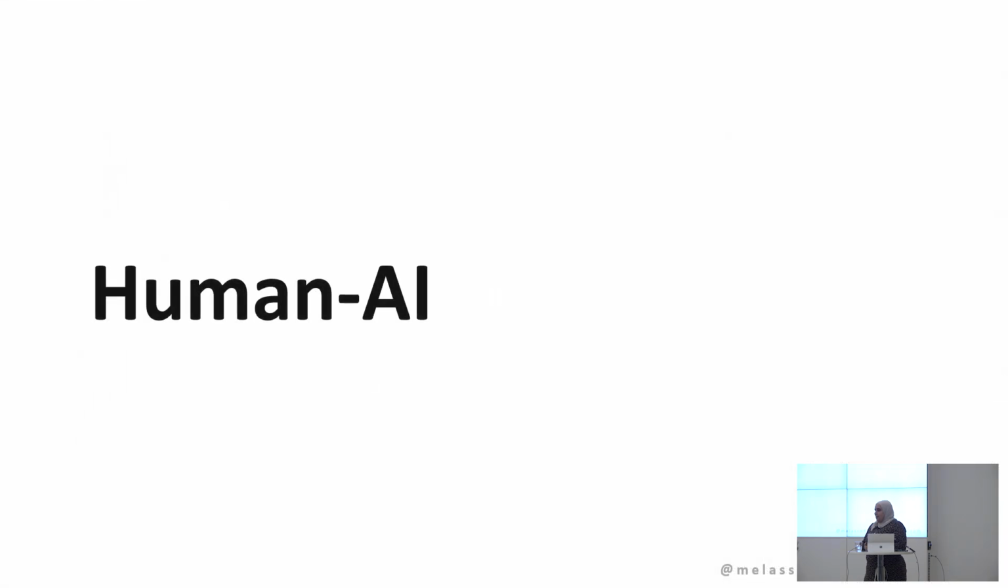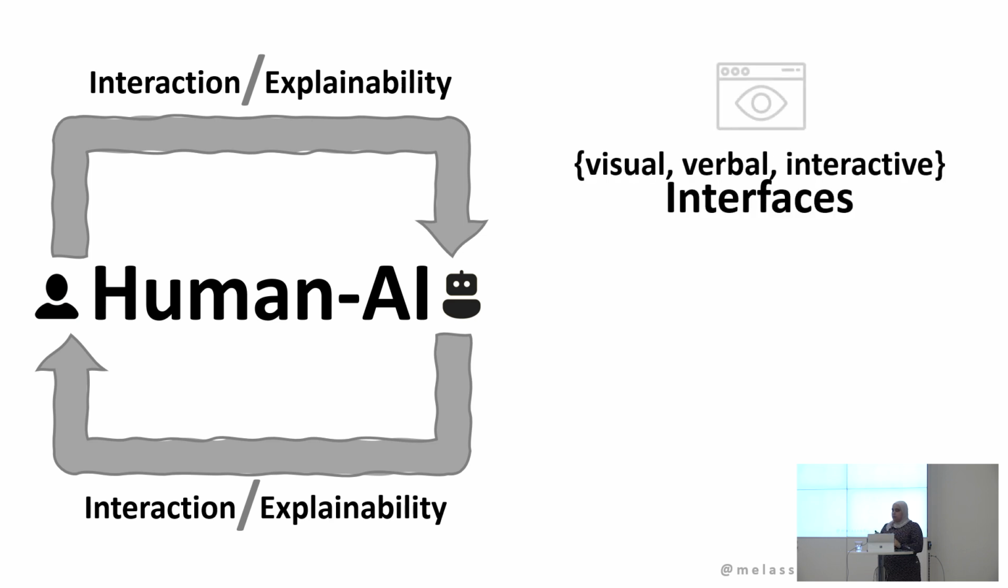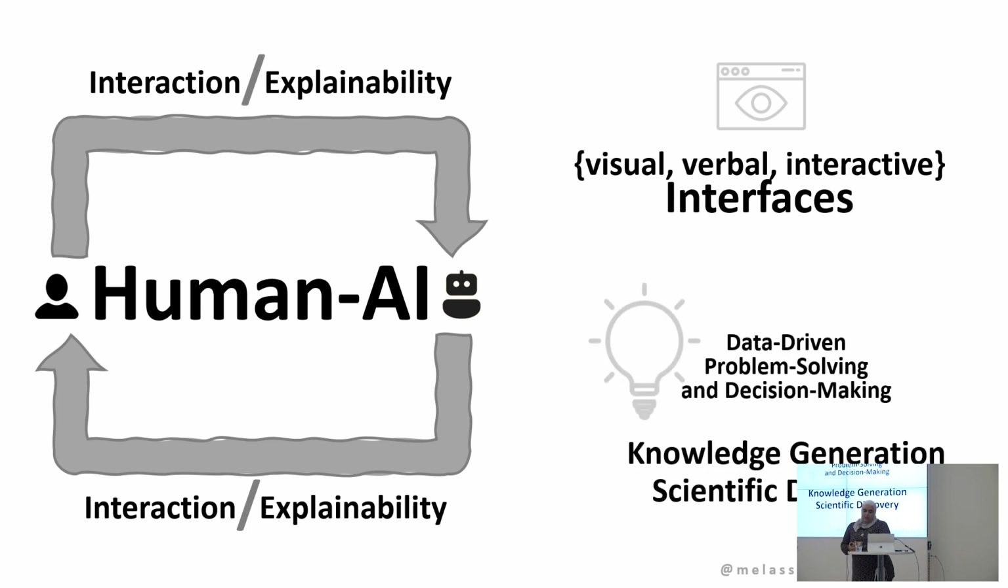So the goal of this talk is to show you some of the approaches that bring together humans and AIs with ways that allow us to do interaction and explainability through visual, verbal, and interactive interfaces. And the goal of all of this exercise is to have some sort of data-driven problem-solving and decision-making, especially for knowledge discovery.